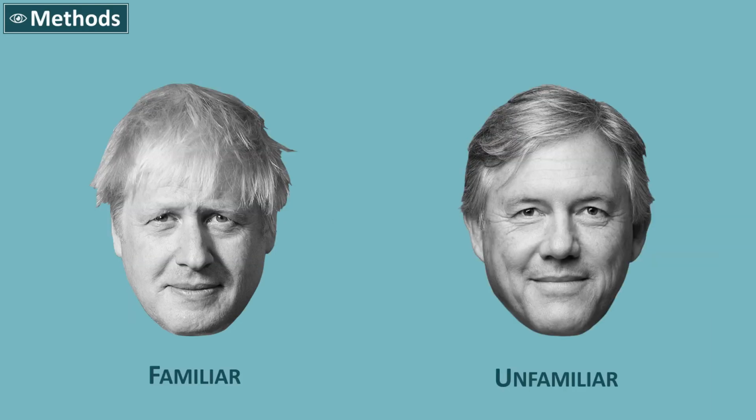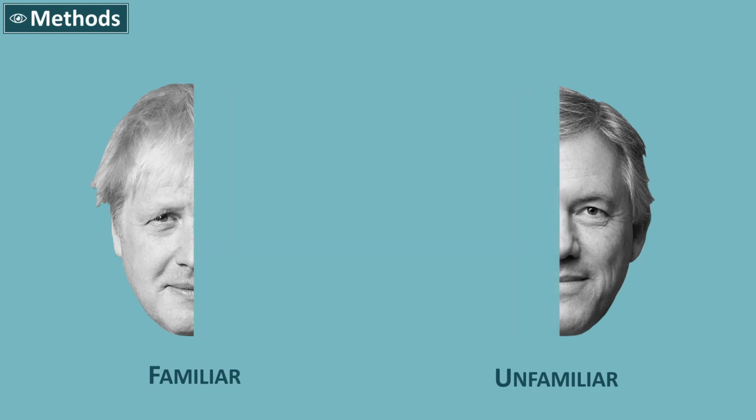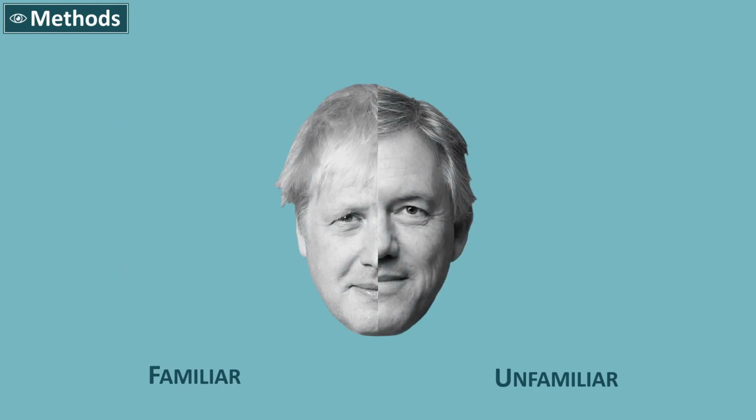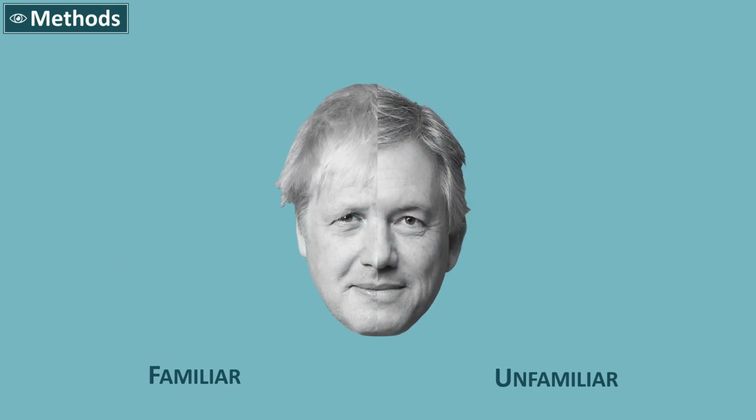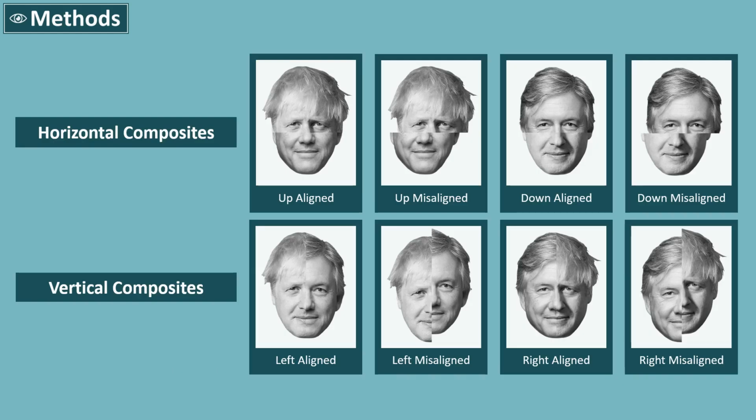To do so, we created 50 composite faces, each featuring half a famous celebrity familiar face and half an unfamiliar face. These were combined into single composite faces, and the features of the unfamiliar half were aligned with the familiar half. Composites were adjusted into aligned and misaligned conditions, creating 8 possible composite conditions for each identity pairing.